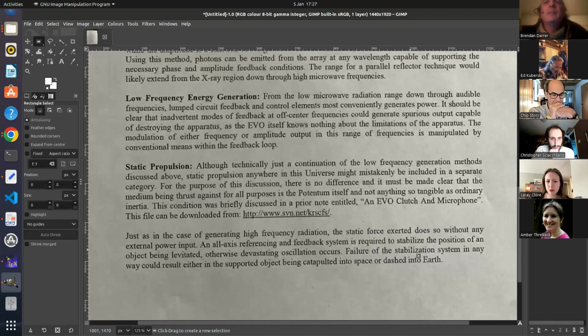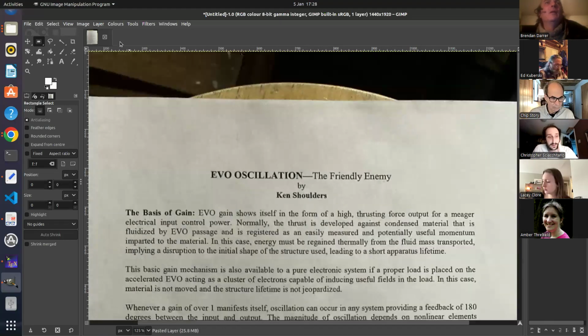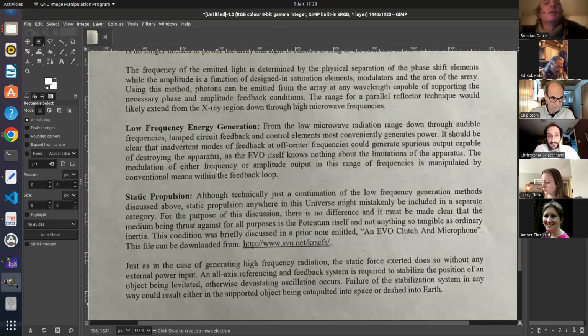Failure of the stabilization system in any way could result either in the supported object being catapulted into space or dashed into Earth. Wow. So there's a lot going on there, isn't there?